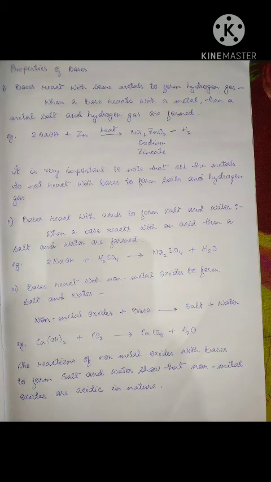The fifth property is acid reacts with metal oxide to form salt and water. Acids react with metal oxide to form salt and water. In short, we can write metal oxide plus acid to form salt plus water. For example, copper oxide plus hydrochloric acid to form copper chloride plus water. The reaction between acid and metal oxide to form salt and water is similar to the neutralization reaction between an acid and a base to form salt and water. Thus, the reaction between acids and metal oxide is a kind of neutralization reaction. It shows the basic nature of metal oxides.